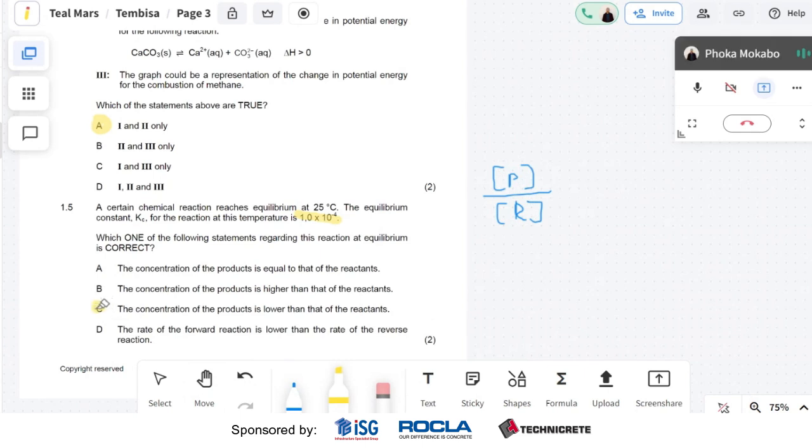And that would be C. The concentration of the products is lower than that of the reactants. The Kc value does not speak much of the rate of the forward reaction or the rate of the reverse reaction. It speaks only to the concentration of products and reactants. So not D, not B, not A, but C.